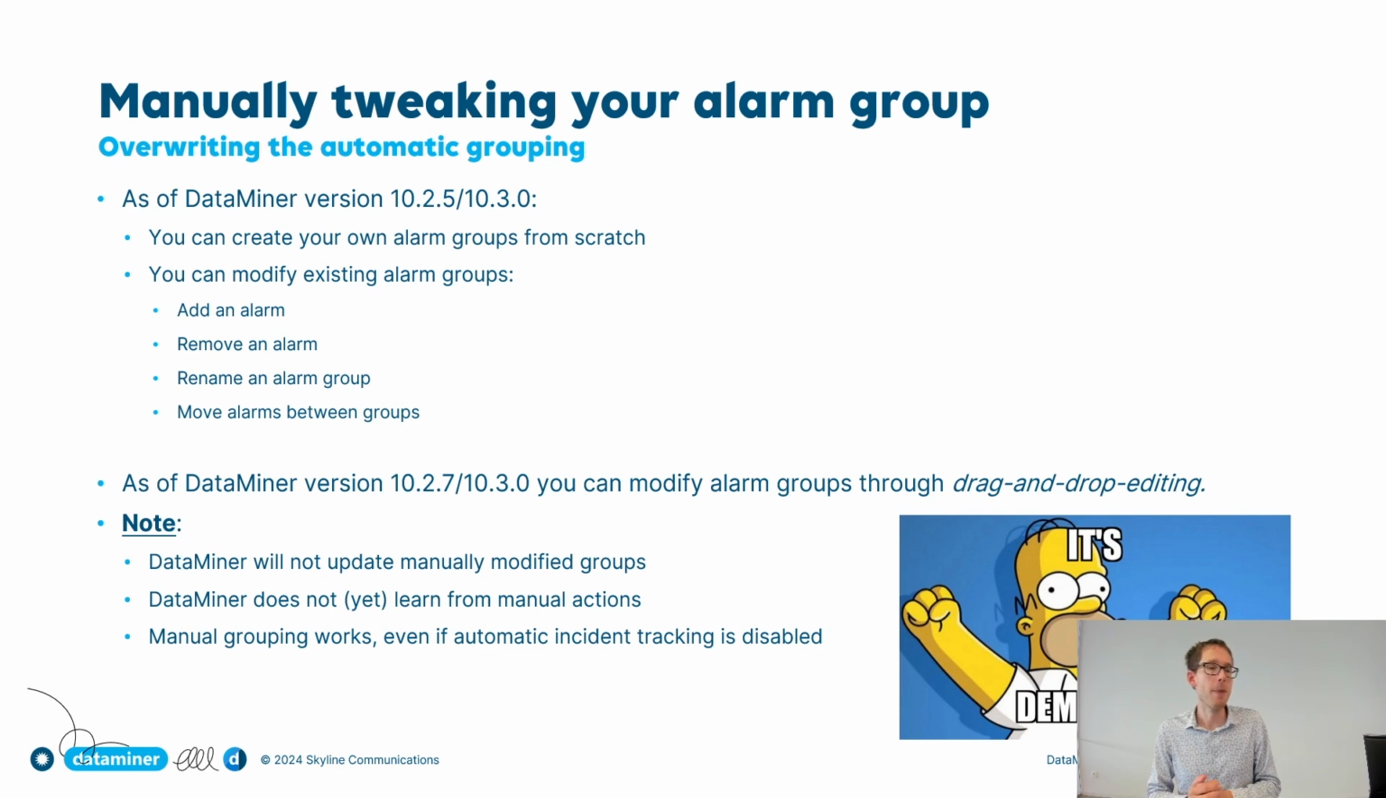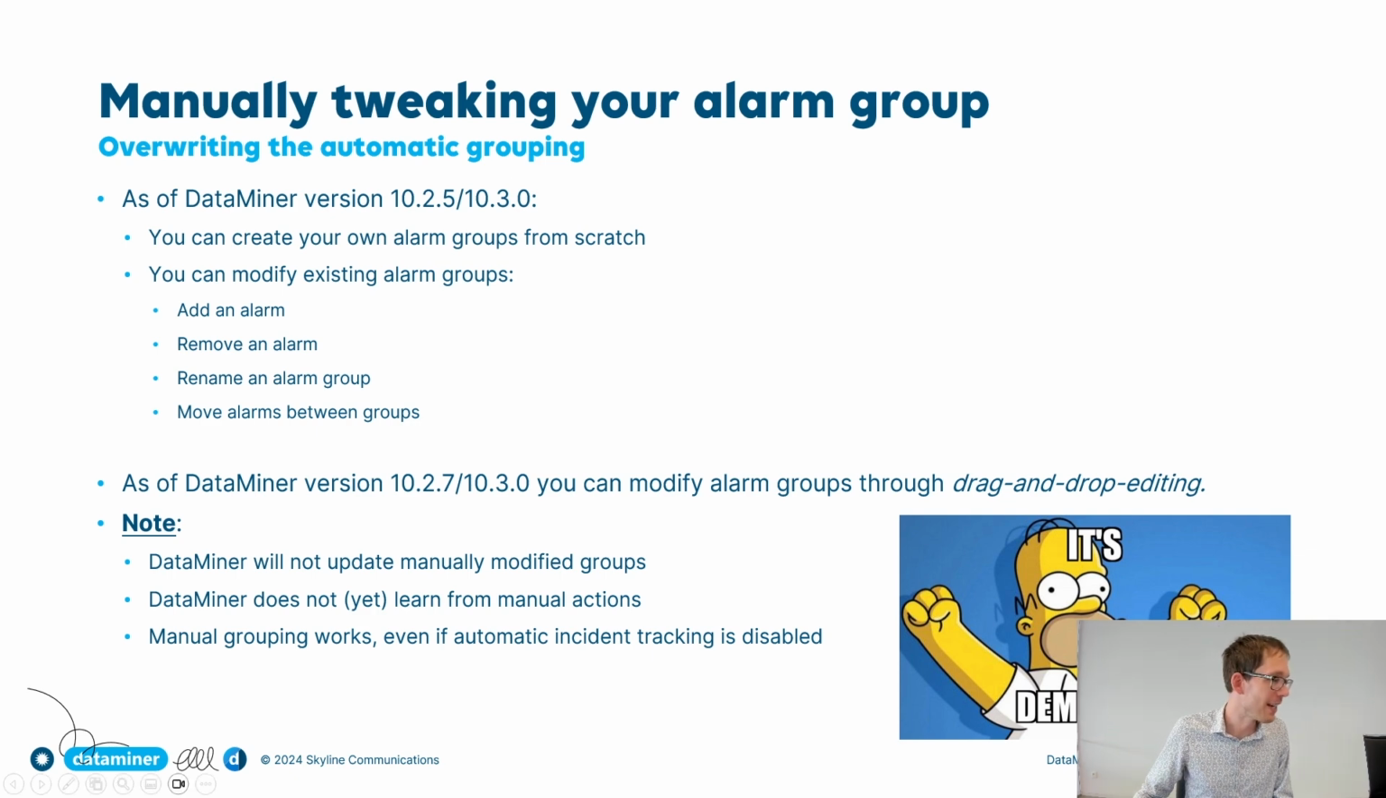Finally then, manually tweaking alarm groups will work even if you switch off automatic incident tracking. And the reason is simple. Just manually tweaking alarm groups doesn't use any resources. It's just dragging one alarm from one group to another. So yeah, why would you switch it off? All right, I guess this tells you everything you need to know. So now let me show you on a real live demo.